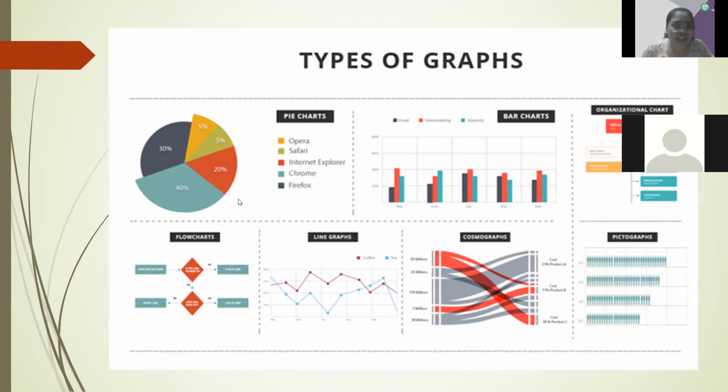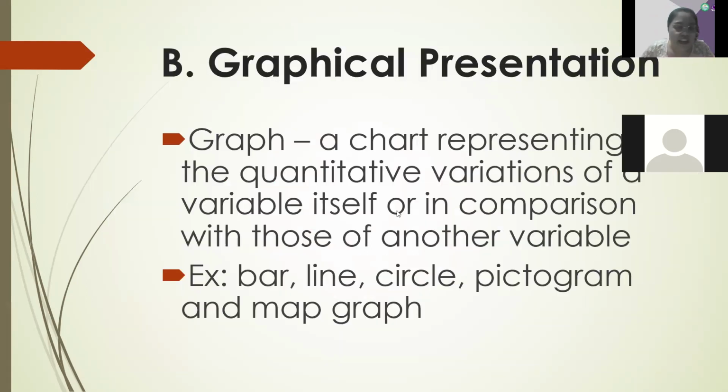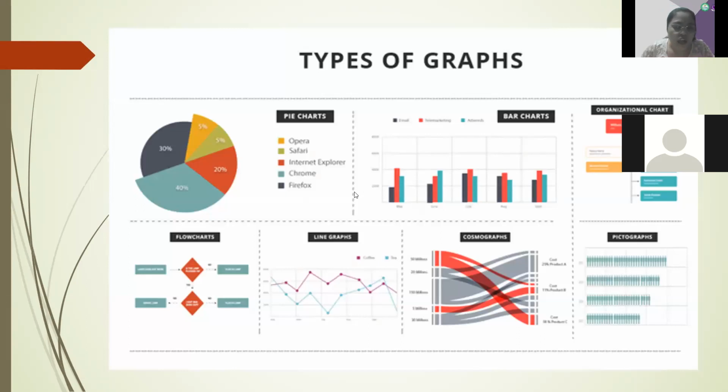This is what I mostly see for a graphical presentation. I seldom see the organizational chart, the pictographs, especially the cosmographs, the line graphs, and the flow charts. It just depends on the needs of the study. I can see bar charts if ever there should be comparisons, for example, between treatments. You can use the bar charts.